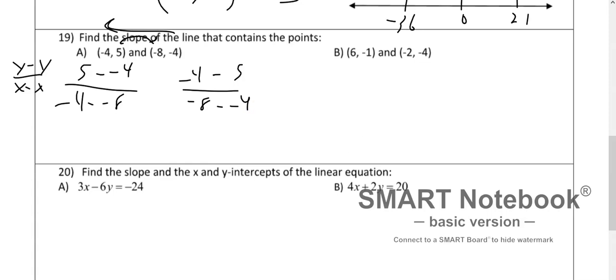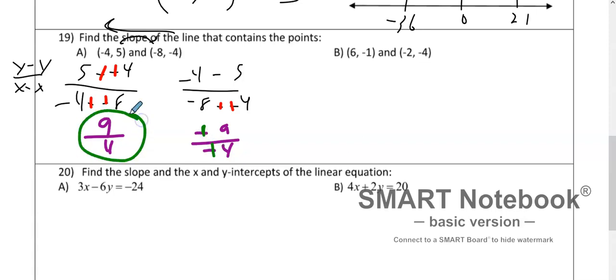So let's see what happens here. Whenever we subtract a negative, remember, we're going to get some positive numbers there. So 5 plus 4 is 9, and 8 minus 4 is 4. Over here, if I did negative 4 minus 5, I would have gotten negative 9 over negative 4, but guess what? That becomes positive 9/4, same answer.